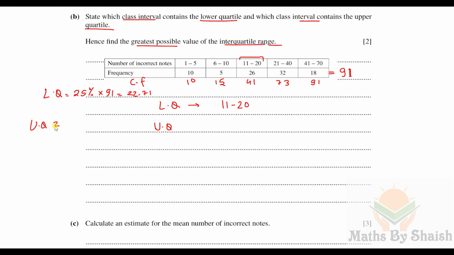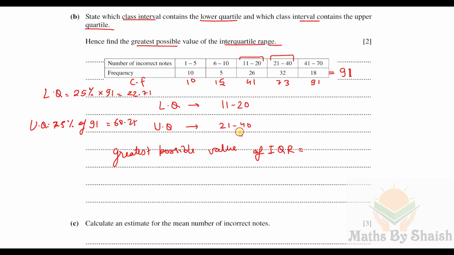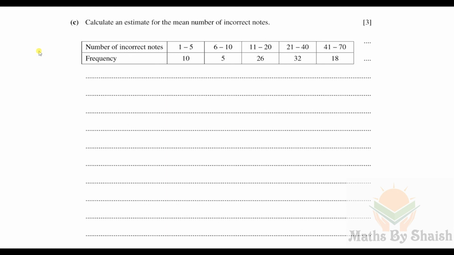And for the upper quartile we'll find 75% of 91, which is going to be 68.25, which is of course going to be in this interval, that is 21 to 40. Hence the greatest possible value of the IQR would be the upper limit minus the lower limit of the lower quartile, that is 40 minus 11, and we know 40 minus 11 is 29, so that is going to be the greatest possible value of the interquartile range.